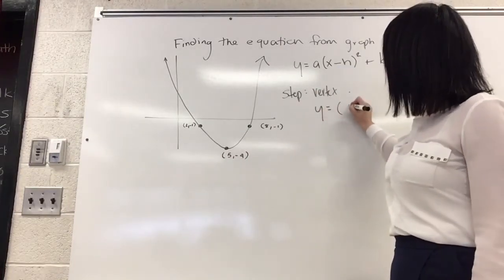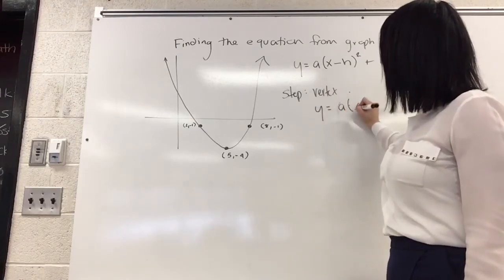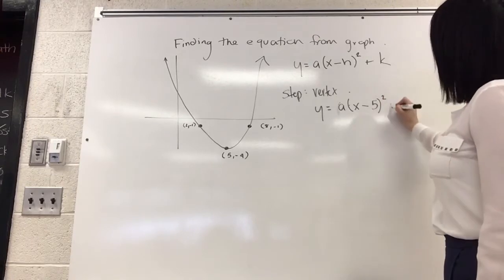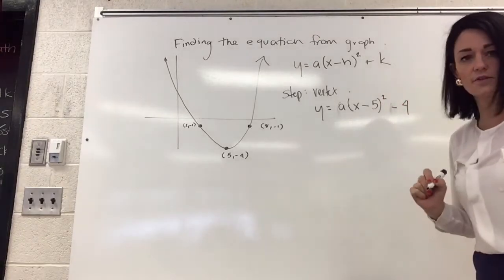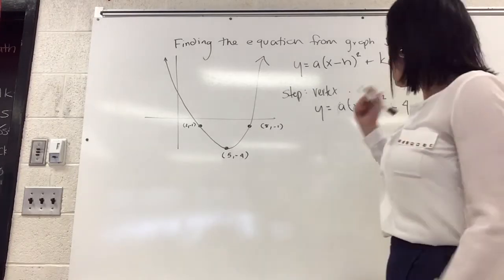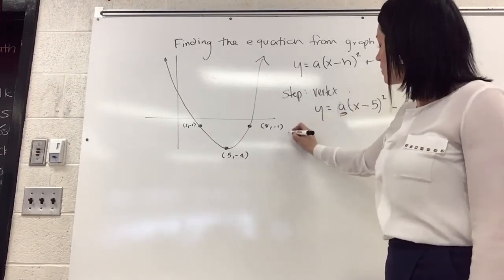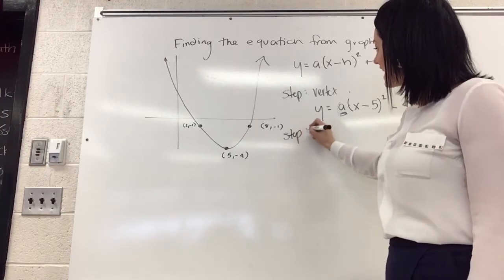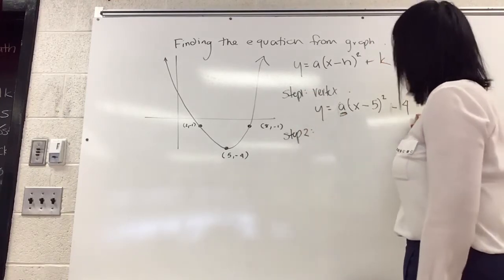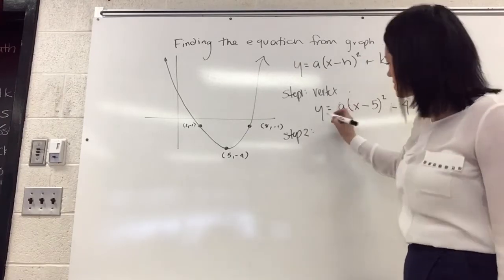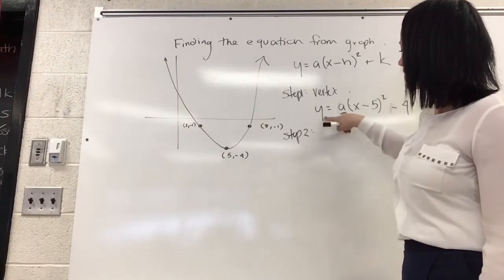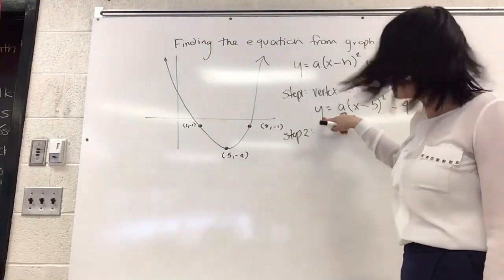So y = a(x - 5)^2 - 4. Okay, so that's the first step, is to find the vertex and then plug it in the equation. The next thing we want to do is solve for a. And how we do that is we find any other clean point besides the vertex and plug it in this equation and solve for a. Because right now this equation has three variables, y, a, and x. So if we plug in for x and y, we'll be able to solve for a.